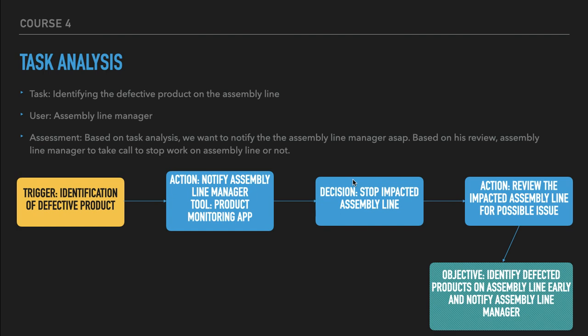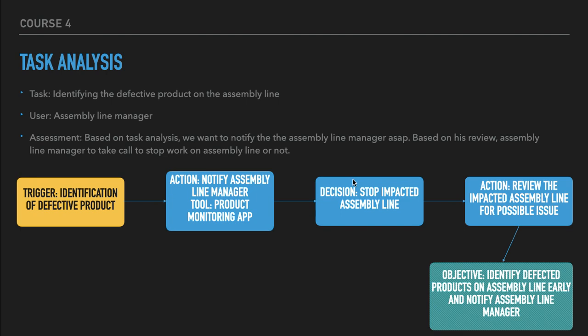Based on the guidelines, I have created these slides. First, we need to talk about task analysis. The task, or the problem space, that we are considering here is identifying defective products on an assembly line. There is an assembly line in a factory producing some products, and we take images of those products once they are constructed. Those images are analyzed by the monitoring system to identify whether they are defective or not. The primary user of this is the assembly line manager.